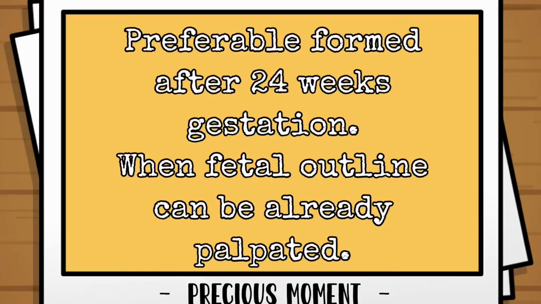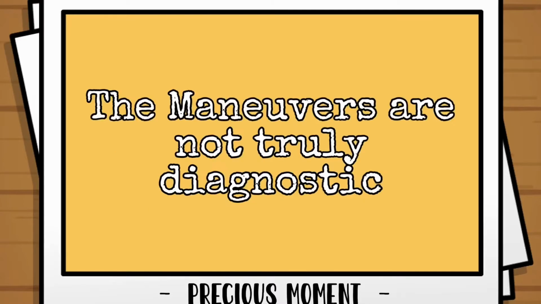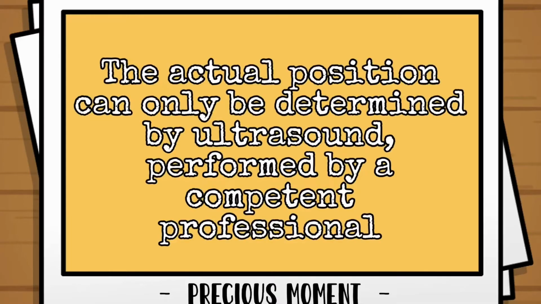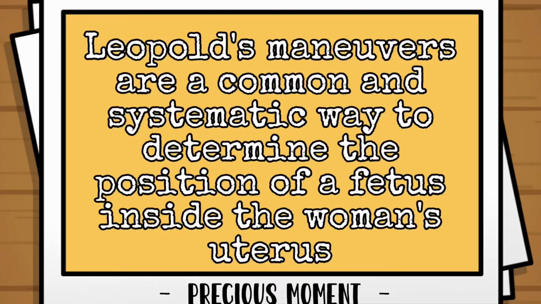Preferably performed after 24 weeks gestation, when the fetal outline can already be palpated. The maneuvers are not truly diagnostic. The actual position can only be determined by ultrasound performed by a competent professional. Leopold's maneuvers are a common and systematic way to determine the position of a fetus inside the woman's uterus.